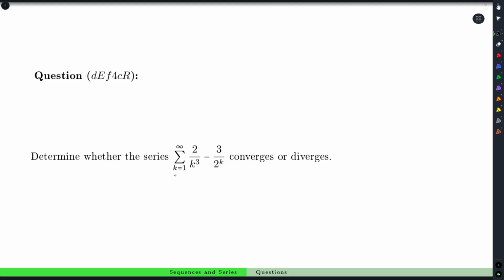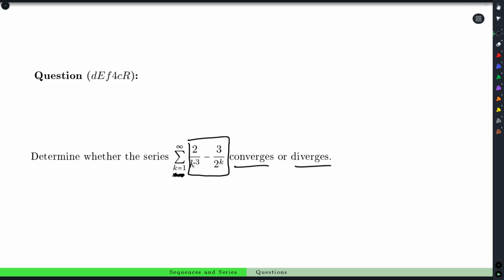Determine whether the series, so we're using index k, so k equals 1 up to infinity of 2 over k cubed minus 3 over 2 to the k. Okay, similar looking expressions. Determine whether this converges or diverges.